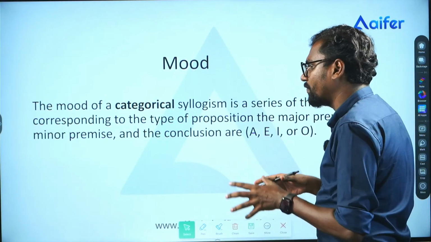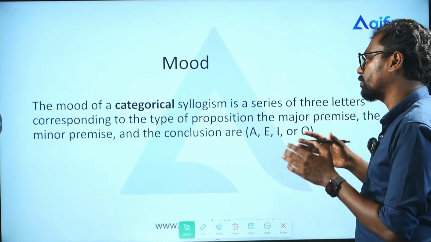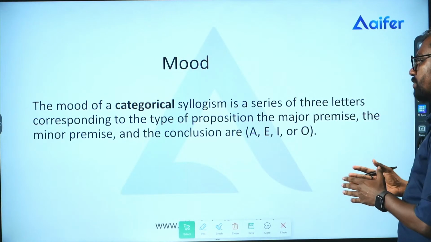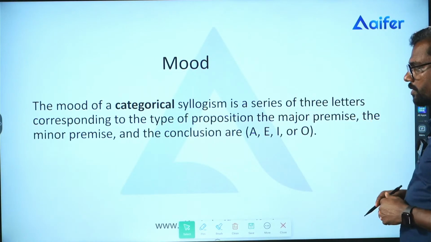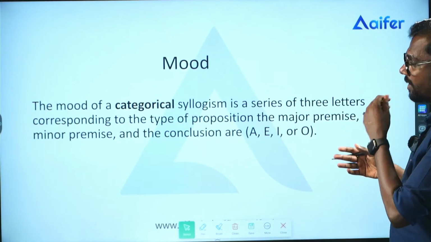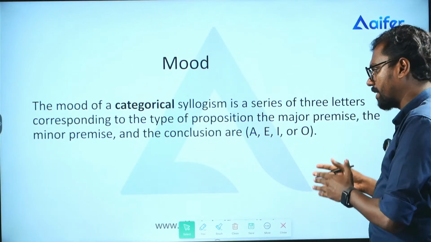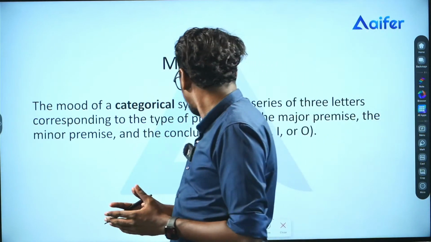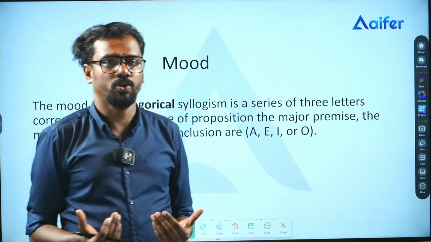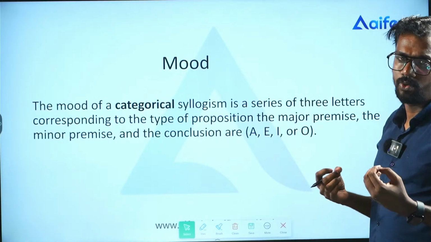The mood of a categorical syllogism is a series of three letters corresponding to the types of proposition: the major premise, the minor premise and the conclusion. That is, we have A, E, I, O. This is what mood is all about.